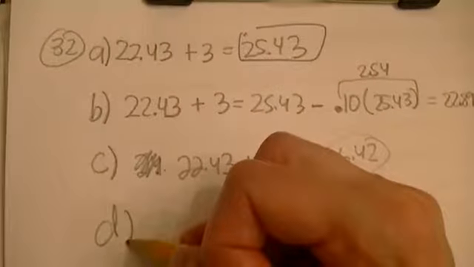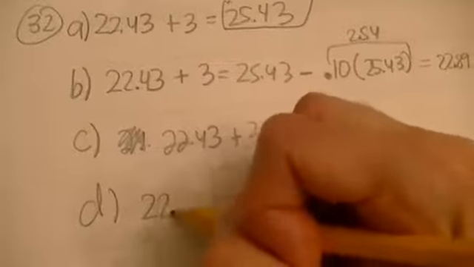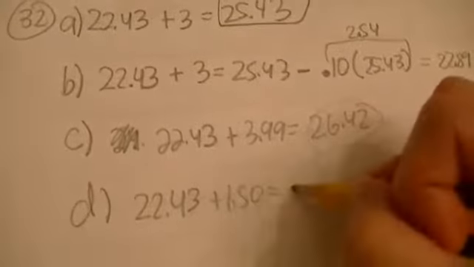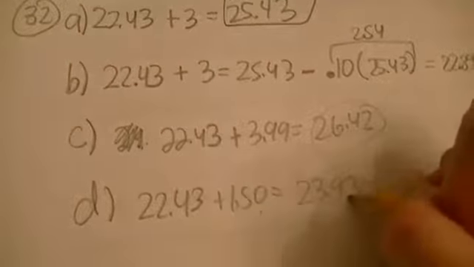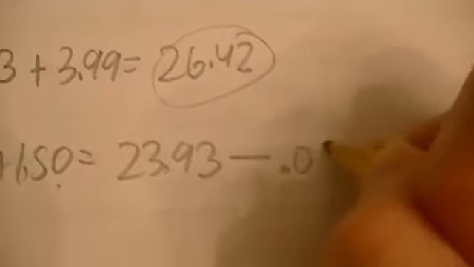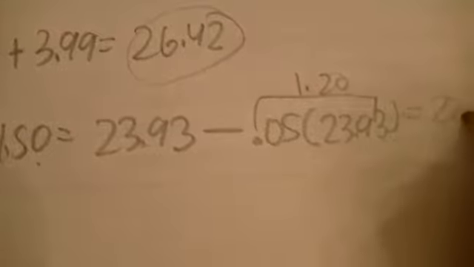Upgrade the book to hardcover and use deal number 1. So the book was this $22.43, but then you got hardcover for $1.50 more, and so that's $23.93. Deal 1 says 5% off the purchase, but you have to pay shipping. So we ought to get 5% off of this, minus 0.05 times that. This right here equals $1.20.